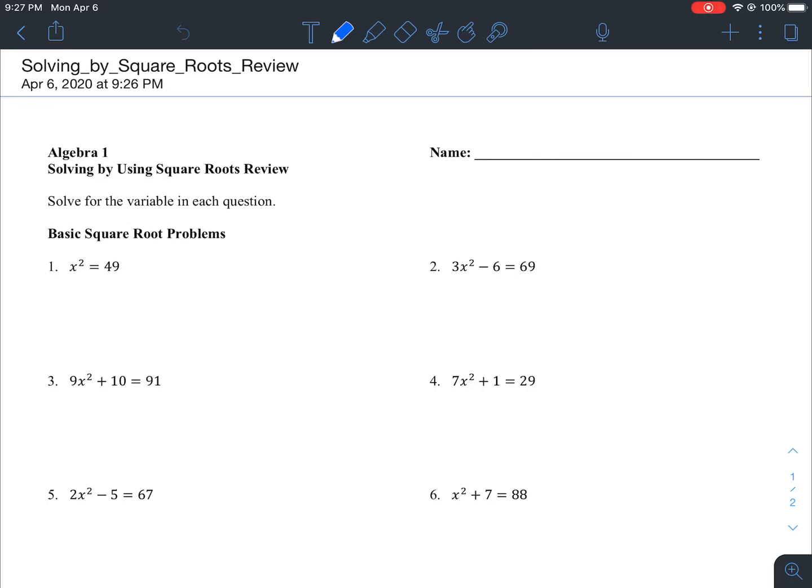Hey everyone, welcome back. Today is going to be day 2 of our review, and you can see from the title of the lesson we are going to be solving by using square roots. Okay, and we did this 2 days before break, and so hopefully this does look familiar, but in case it doesn't, or if you just want a quick refresher, that's what this is here for.